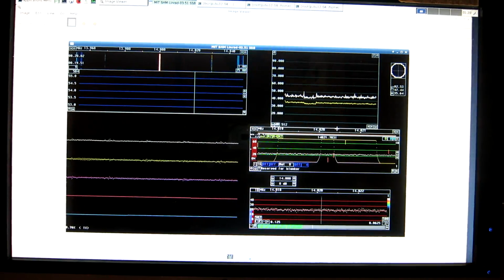So the blanker is not properly calibrated, it's only the first step, but even so it is fairly efficient.